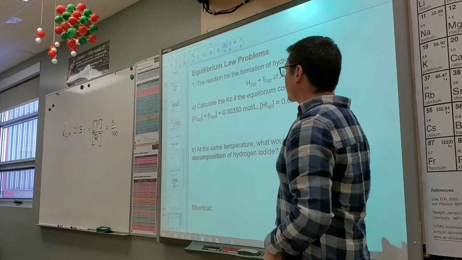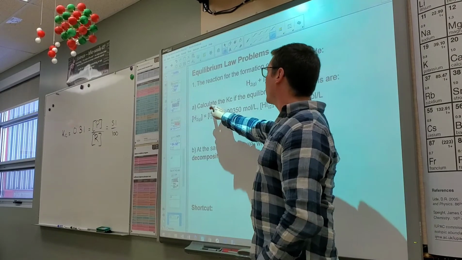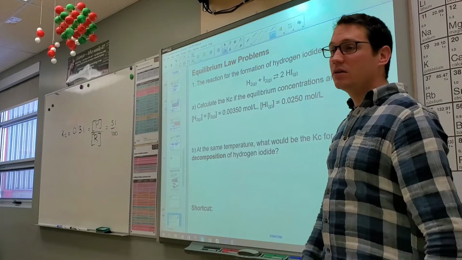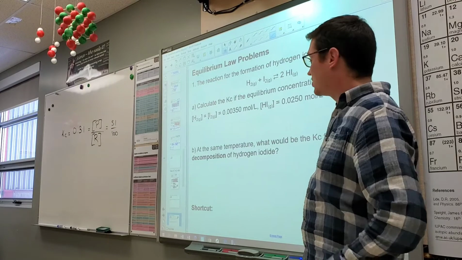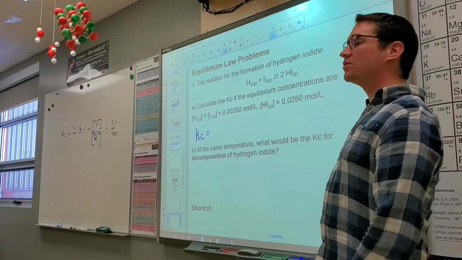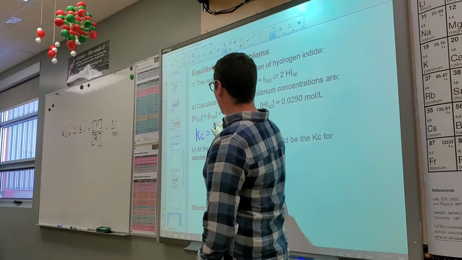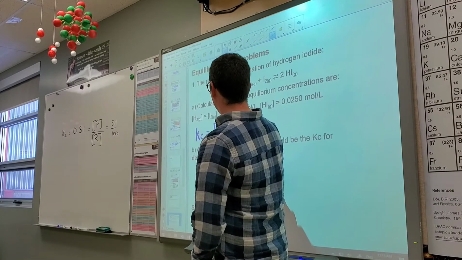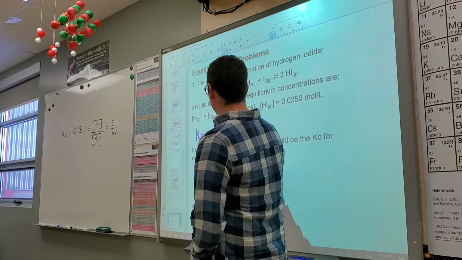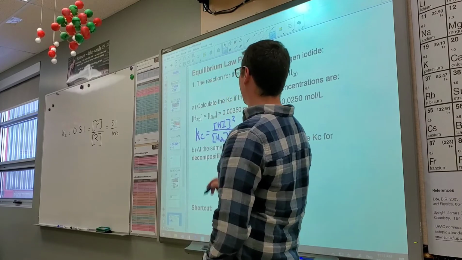So here, the reaction for the formation of hydrogen iodide. Calculate the Kc if the equilibrium concentrations are these. Okay, let's go ahead and do that. That should be fairly straightforward. Kc is always what? Products over reactants. So it's our hydrogen iodide squared over our hydrogen times our iodine.